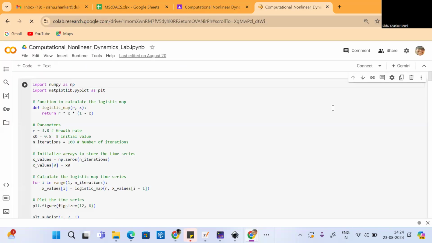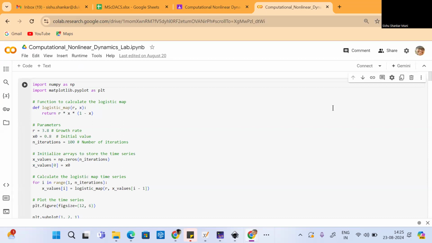Okay, so we will see computational Cobweb diagrams. Your job, from your next class, would be to give me the parameter R values where you want to see the Cobweb.